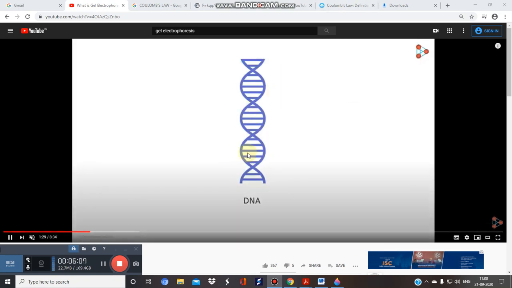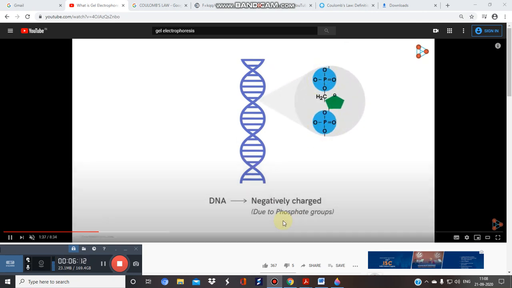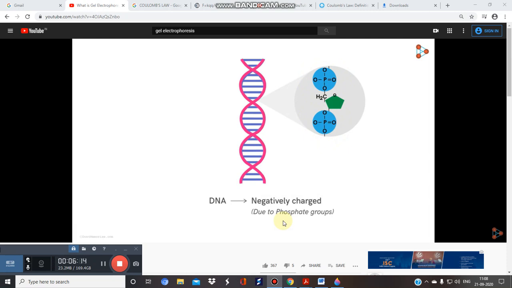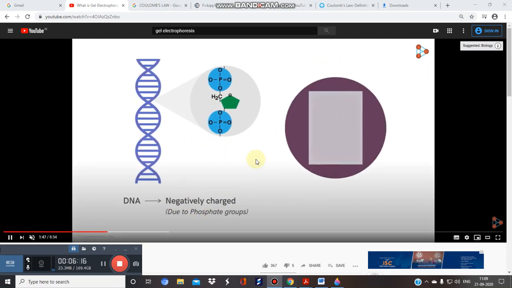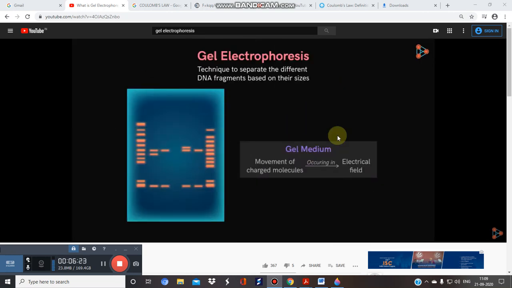So suppose this is your DNA molecule, and we know DNA has a negative charge, but why? Due to the presence of the phosphate group, it is negatively charged. Okay, and it is a backbone. This is mentioned here. And which type of gel are we using in gel electrophoresis? Yes, it is the agarose gel obtained from the seaweed.